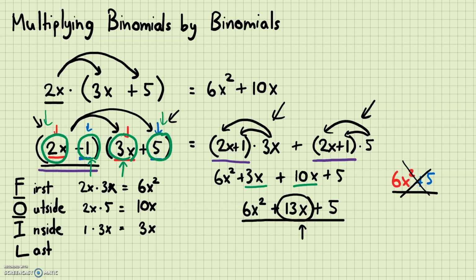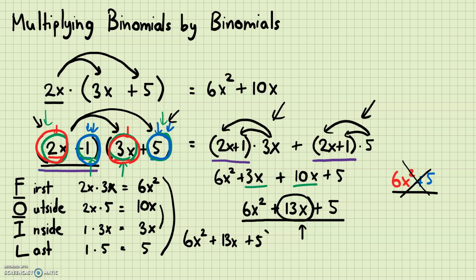And then the last terms. Remember that our first terms were these. The last terms are going to be these. So last means the second term in each binomial. This is the second term and this is the second term. So we're doing 1 times 5, which equals 5. And we just add these together. The only thing that you can add here is this one because they're like terms. So you're going to get 6x squared plus 13x plus 5.